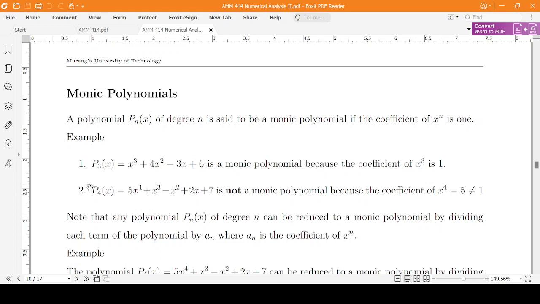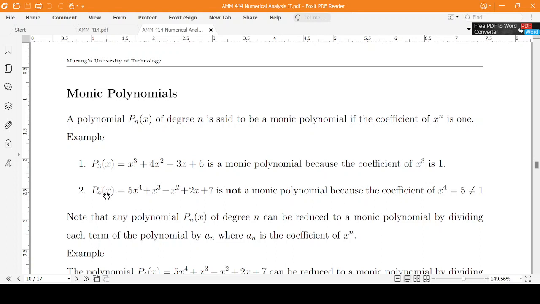So we have two examples here. P3 of x is x power 3 plus 4x squared minus 3x plus 6. If you look at this polynomial, we see that the highest power of x is x power 3, so this is a polynomial of degree 3. Then we ask ourselves, what is the coefficient of x power 3? We see that the coefficient is 1. And therefore, this polynomial is monic.